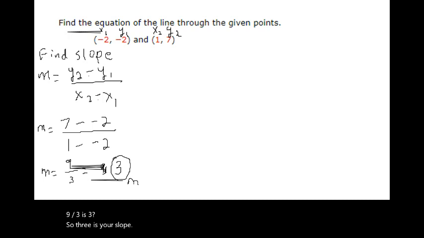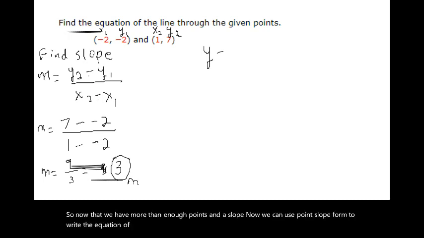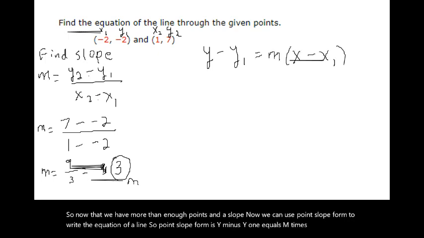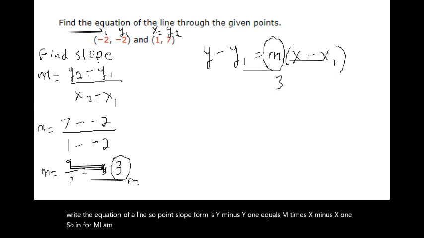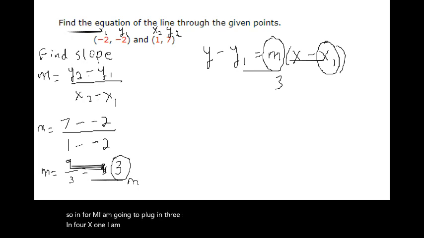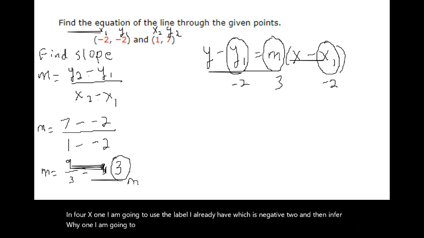So now that we have more than enough points and a slope, we can use point-slope form to write the equation of a line. Point-slope form is y minus y1 equals m times x minus x1. So in for m, I am going to plug in 3. In for x1, I am going to use the label I already have, which is negative 2. And in for y1, I am going to plug in the label I already have, which is negative 2.